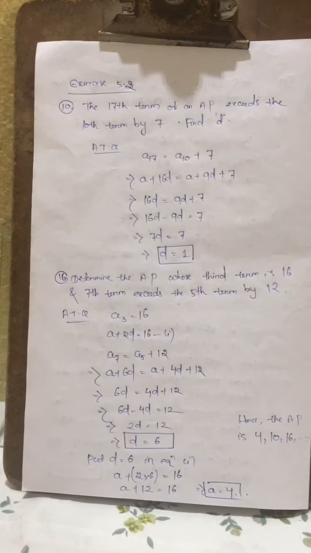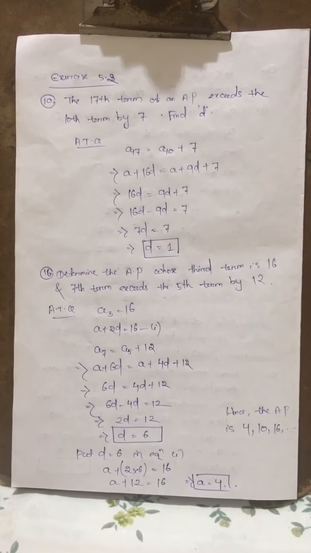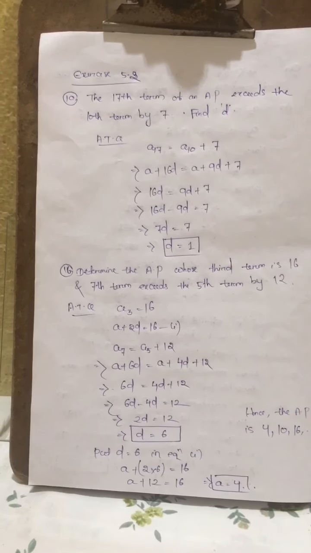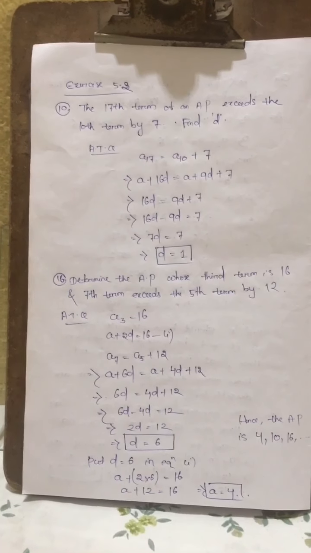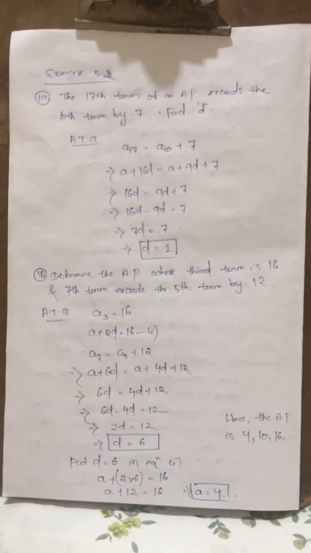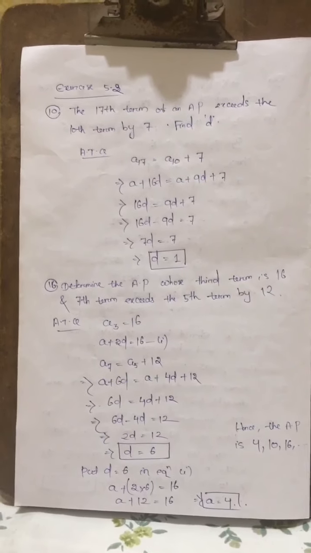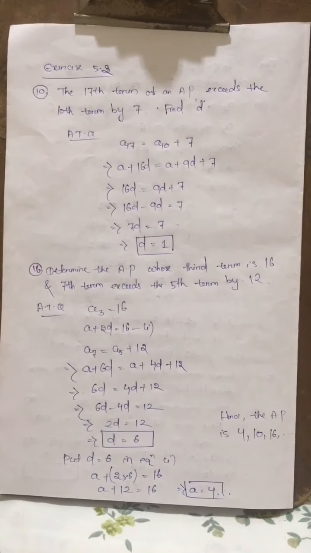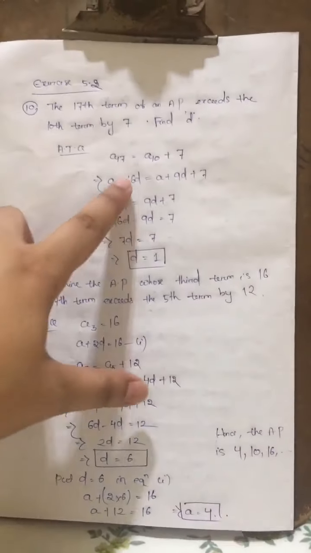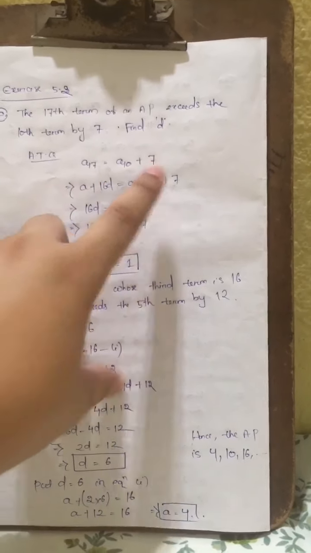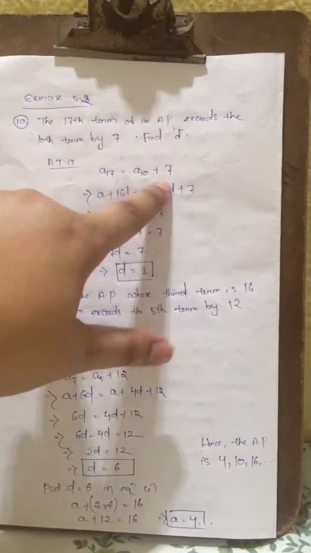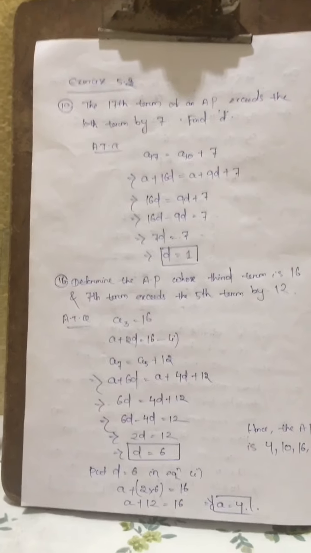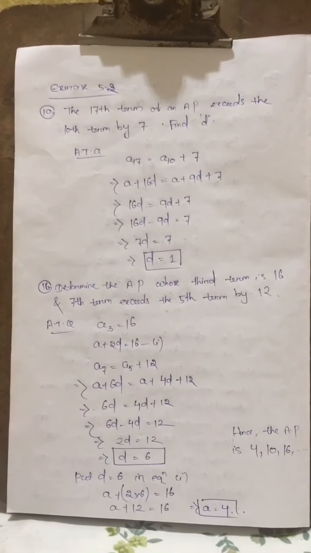Question number 10 is saying the 17th term of an AP exceeds the 10th term by 7. So there are two terms, one is the 17th term, one is the 10th term. It is saying the 17th term exceeds the 10th term by 7, means the 17th term is greater than the 10th term by 7. Exceeds means, remember, greater than. So we have to find out the d, means common difference. According to the question, I can write a17 is equal to a10 plus 7, because the 17th term is greater than the 10th term by 7, or you can write a17 minus a10 is equal to 7 also. Nothing will change here.